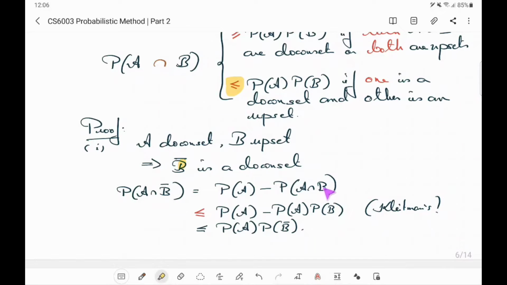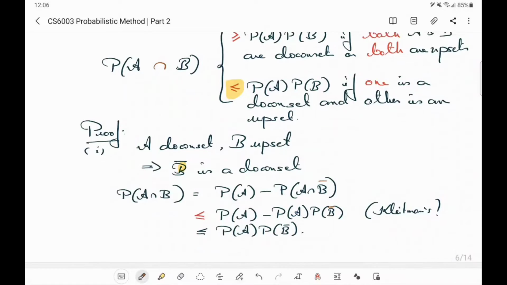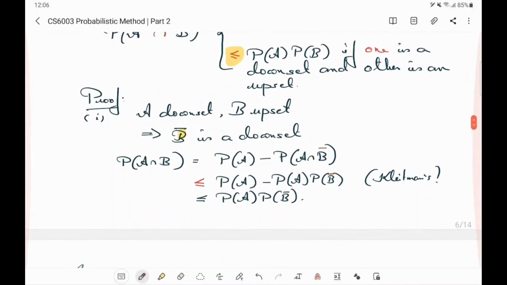Okay, now this A and... Oh, okay. I think I should have written P of A intersection B is P of A minus P of A intersection B bar, and hence this is, by Kleitman's inequality, the version we already know, A and B bar are both downsets. So the inequality applies with a greater than or equal to, but because of the minus sign here, we get a less than or equal to here, okay.